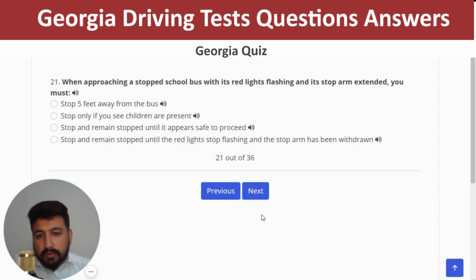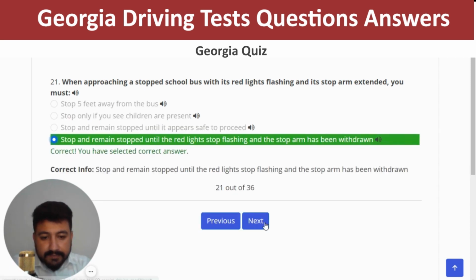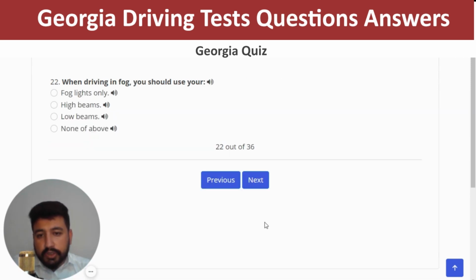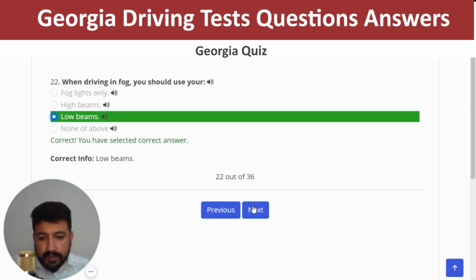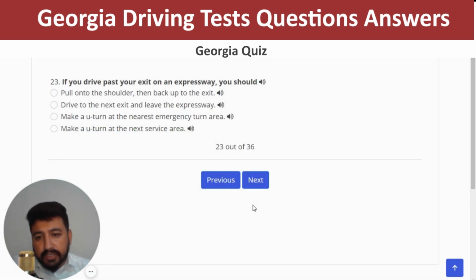When approaching a stopped school bus with its red lights flashing and its stop arm extended, you must. The right answer of 21st question is stop and remain stopped until the red lights stop flashing and the stop arm has been withdrawn. Yep, and next. When driving in fog, you should use your low beams. And third option. Next. If you drive past your exit on expressway, you should. The right answer is drive to the next exit and leave the expressway.